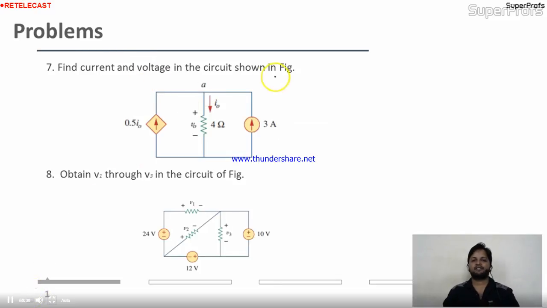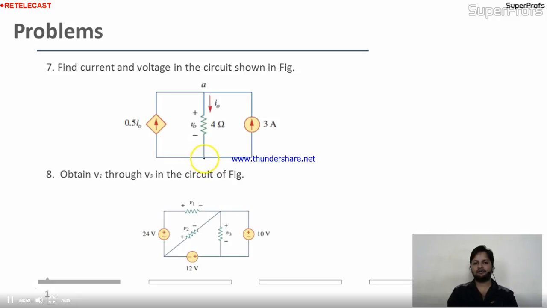Find the current and voltage in the circuit shown in the figure. Again, it is a dependent source problem. They are saying find out the current and voltage in the circuit. Where is the voltage? Here. The voltage is given. Here I naught is given. Okay. Can we apply nodal analysis here? Because it will be easy to apply nodal analysis.